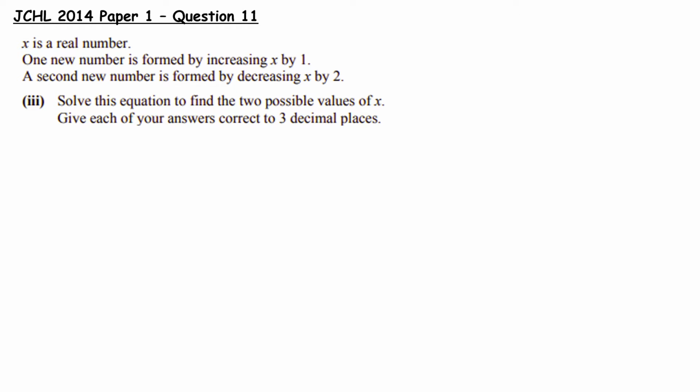So the next part was solve this equation to find two possible values of x. Give each of your answers correct to 3 decimal places. So if you hadn't expanded your brackets and simplified, now is where you would need to do it. I've already done that, so I have x squared minus 1x minus 3 equals 0. It told me to give my answers correct to 3 decimal places, and this is a big hint. This is the hint that we have to use the quadratic formula, also known as the minus b formula. So let's use this minus b formula.